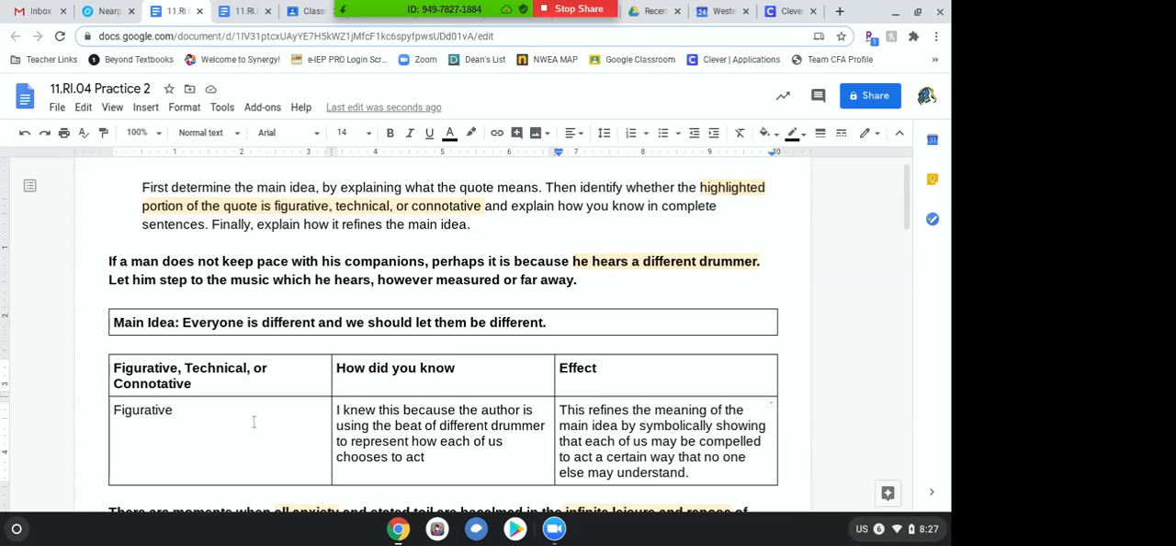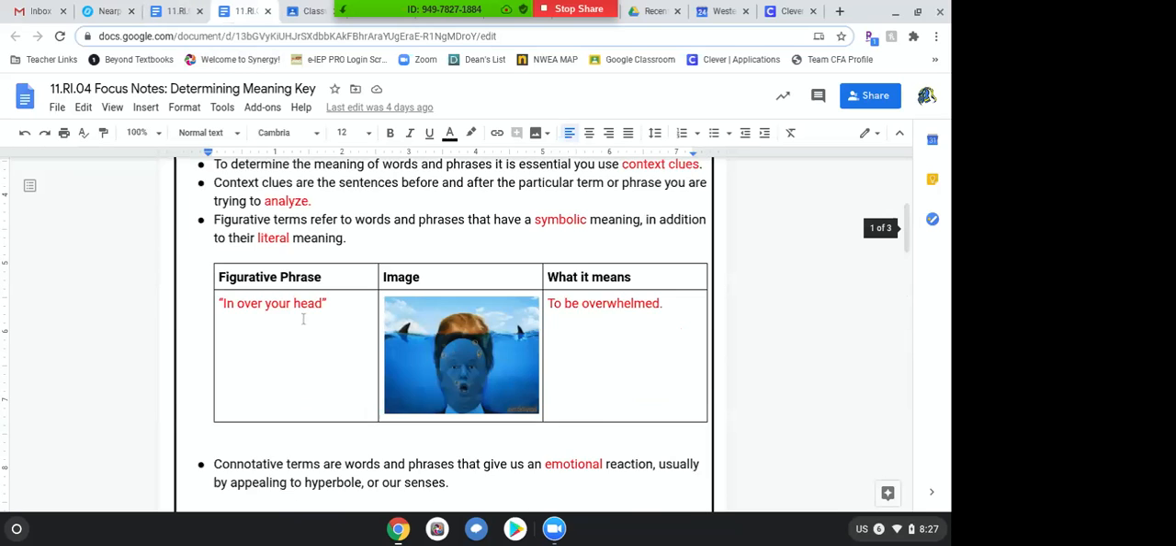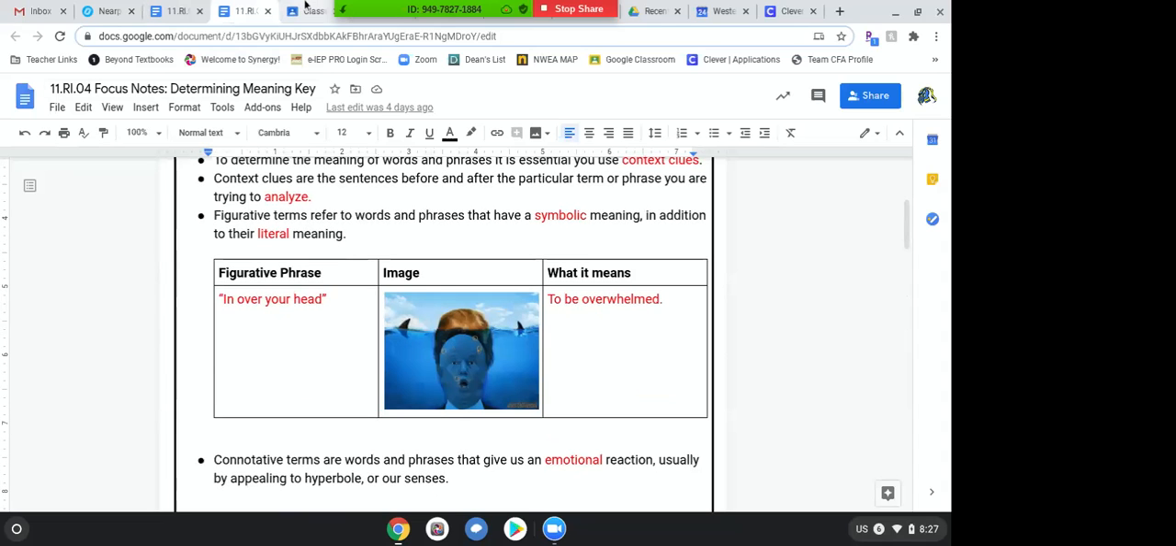And so, again, we found the main idea by translating the quote. We used our notes to determine if it was figurative, connotative, or technical. How we knew was when we explained that this does have the hallmarks of figurative language, and it did not have the hallmarks of any of the others, except perhaps technical, but not more than figurative.